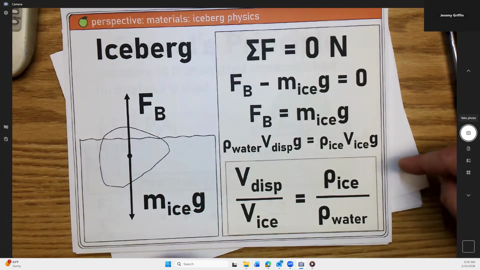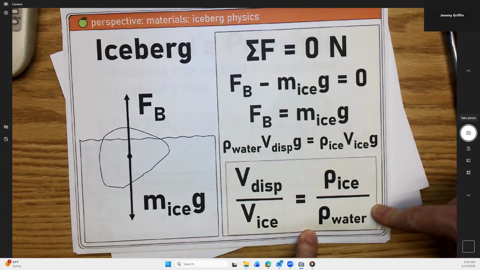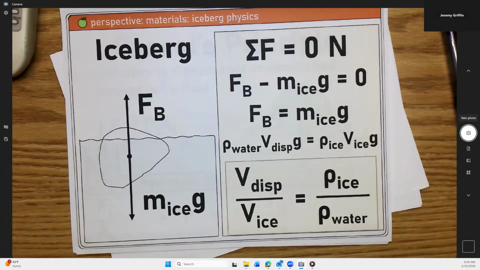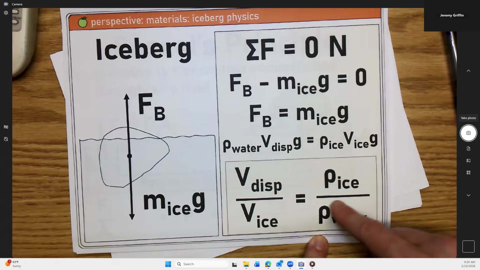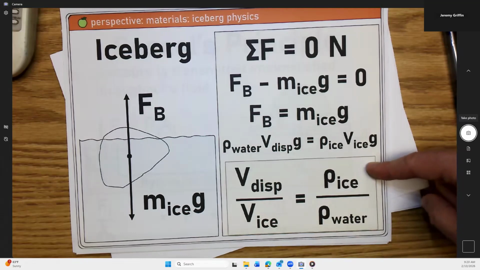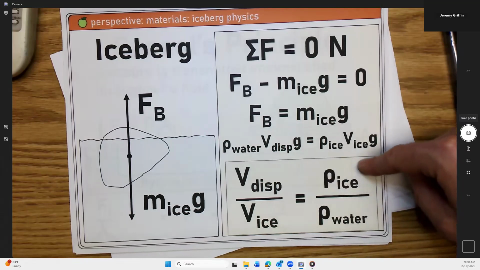Now, guys, what is the density of fresh water? A great question. It's exactly 1 kilogram per cubic meter. Or sorry, no, that's not true. Sorry, 1,000 kilograms per cubic meter. That's what I meant to say. Guys, fresh water is exactly 1,000 kilograms per cubic meter. Now, ice is approximately... I'm going to round a little bit. Guys, ice is approximately 900 kilograms per cubic meter.